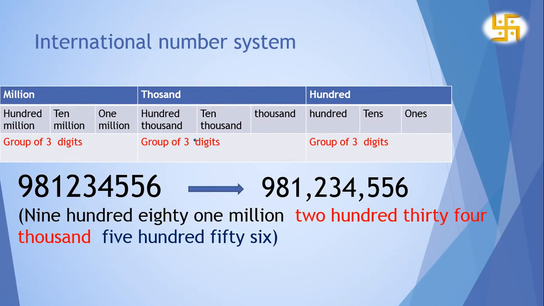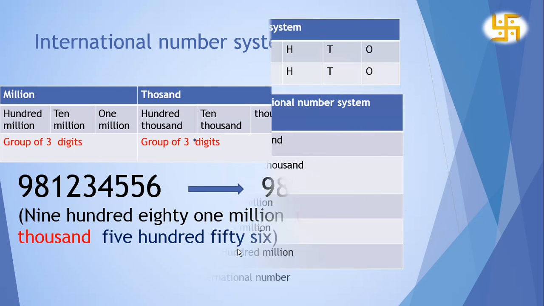Let's take another example. 9, 8, 1, 2, 3, 4, 5, 5, 6. First is the group of 3, so place a comma after 3 digits. Second is the group of 3, the second comma is placed after 3 digits. 981 belongs to the million group, so we write 981 million. 234 belongs to the 1000 group, so we write 234,000. 556 belongs to the 100 group, so we write 556.